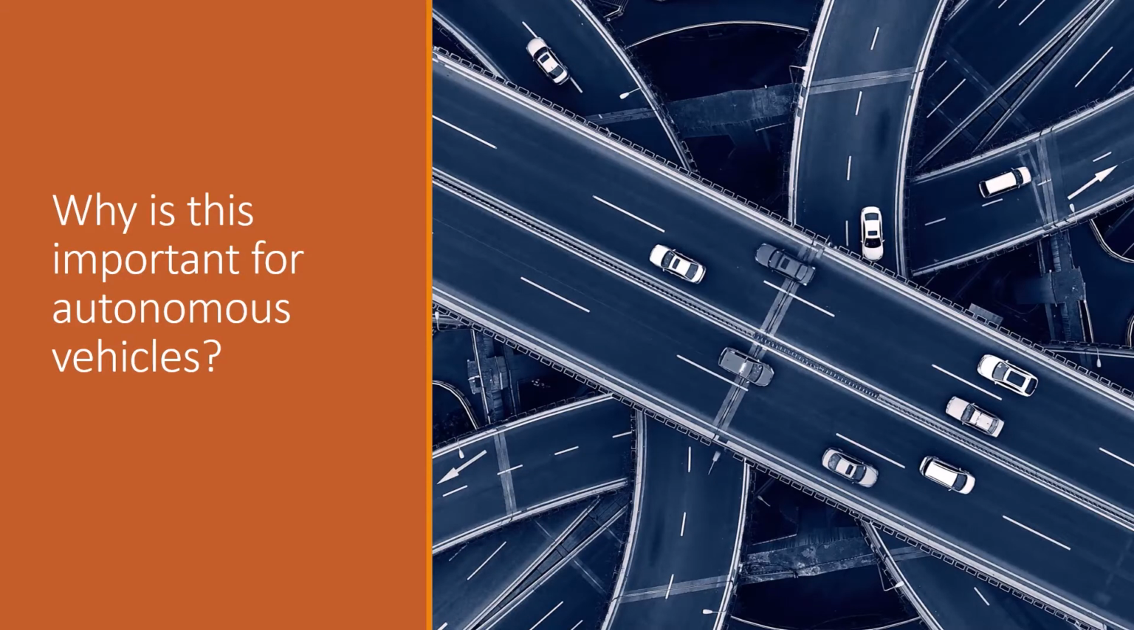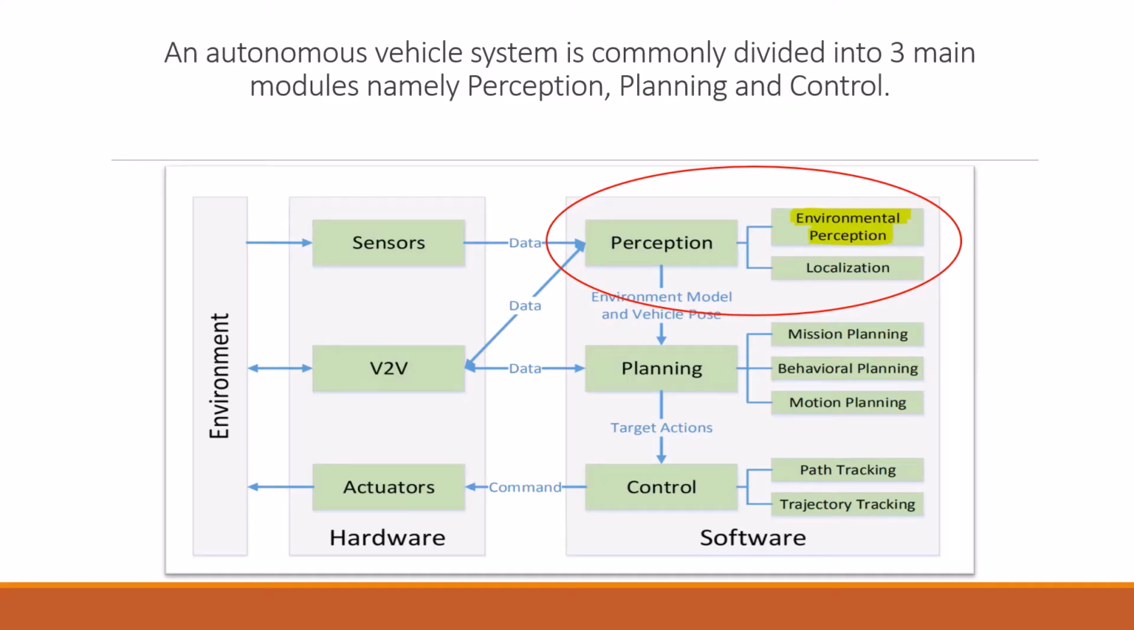Why is object detection important for autonomous vehicle? Let's have a look into an autonomous vehicle system to find out. An autonomous vehicle system is commonly divided into three main modules, namely perception, planning, and control. The perception module of an autonomous vehicle is tasked on building an accurate representation of its surrounding environment and localization, which is figuring out its location.